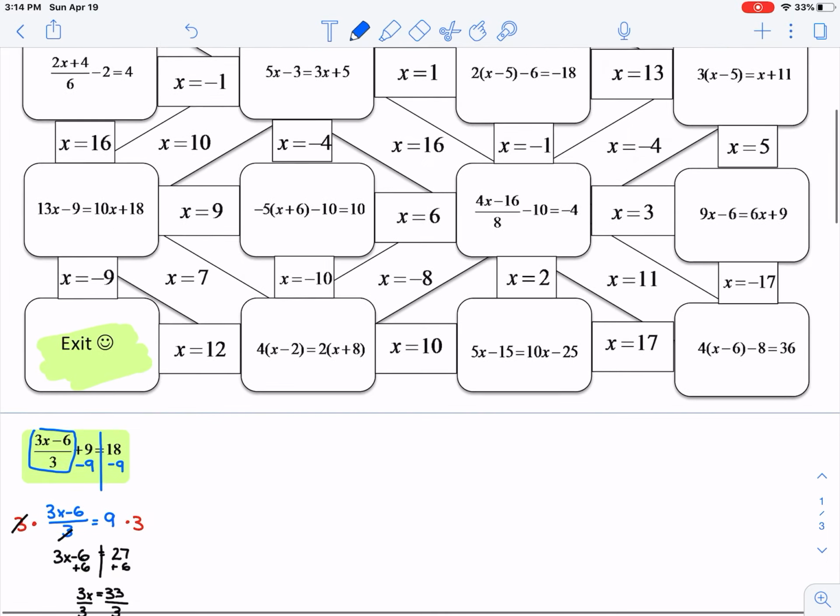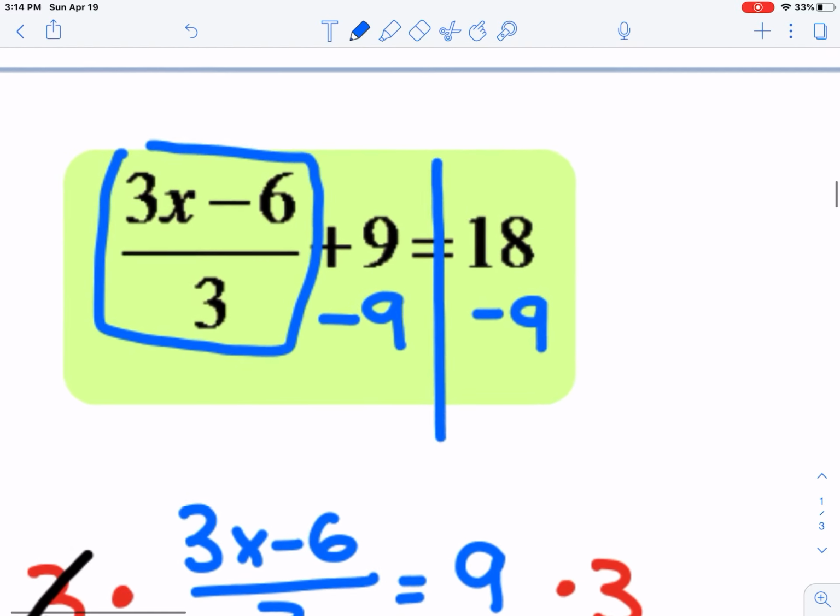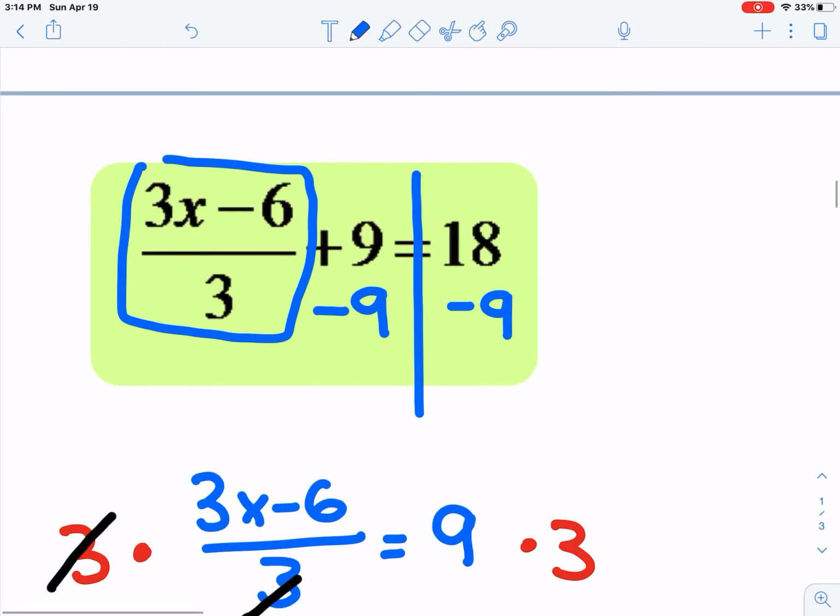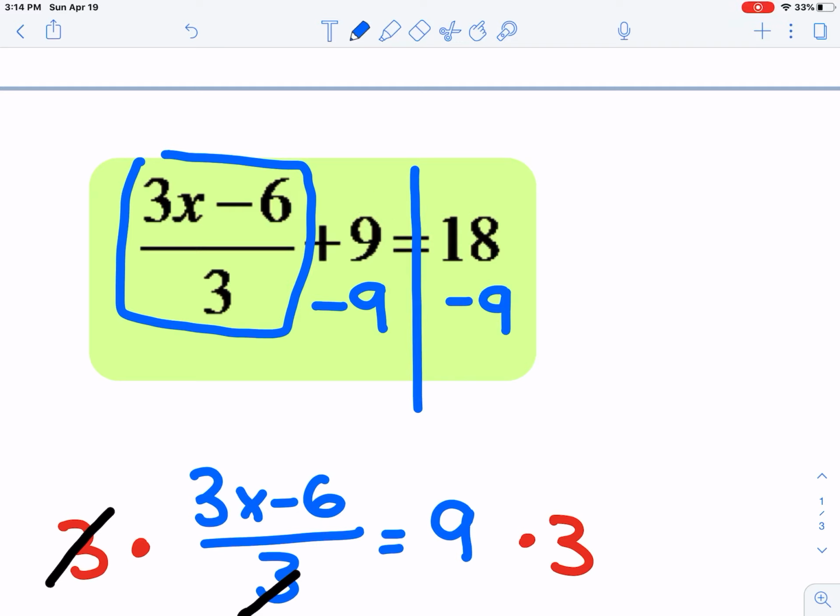Again, with that first problem here, the only reason that we subtracted that 9 first was because we wanted to get our variable term by itself. And because that x was not attached to this 9 here in any way, we had to move it over first, okay?